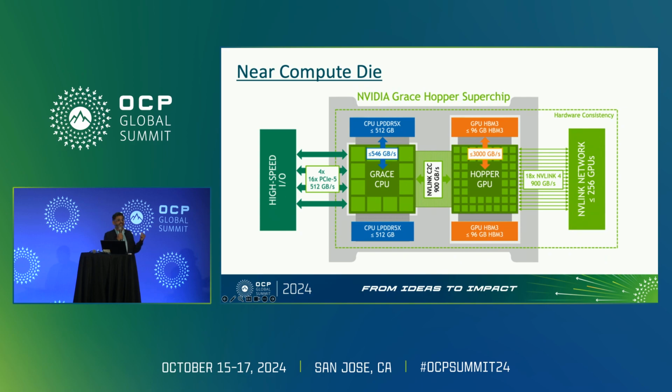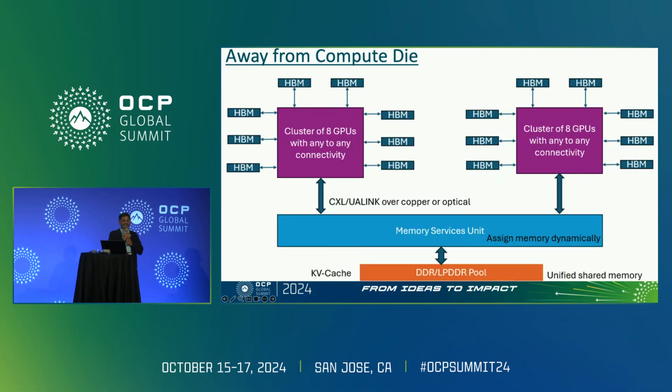What I mean by near compute die, the memory is close to the Hopper. Hopper is a compute here, and LPDDR is a secondary memory, and it's very close, and it is exclusively for that Hopper GPU, closer to it. Of course, others can access it going over the NVLink, but this is what I mean by your near compute die, right?